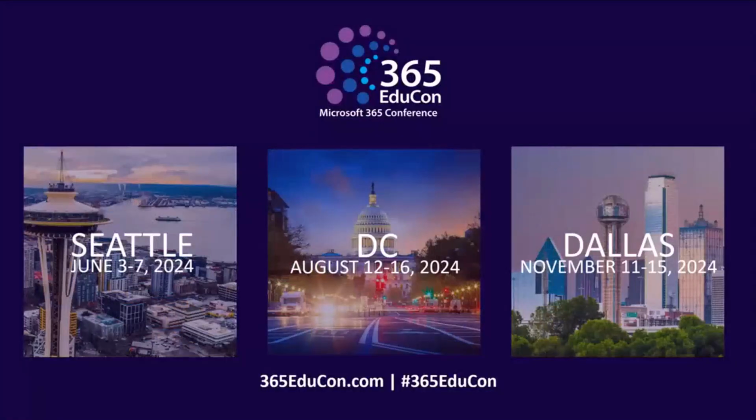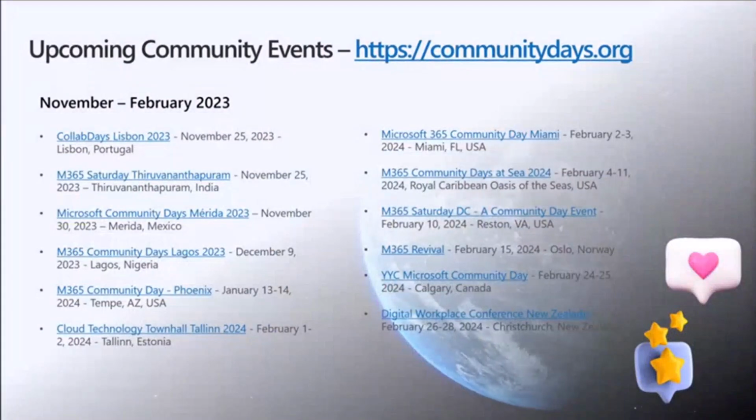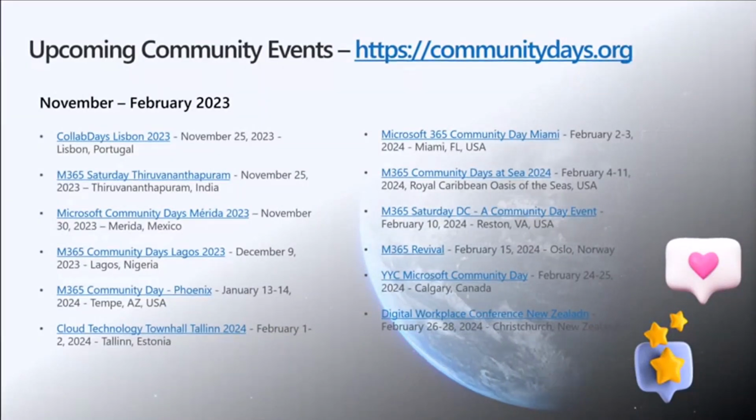Now, there are also the 365 EduCon conferences coming up in 2024, in Seattle, DC, and Dallas. If you cannot travel across the pond for the European SharePoint Conference or Seattle, hopefully these dates are more suitable. And then there are a lot of events happening throughout the world. If you go to communitydays.org, you can see a lot of individual events you can attend. Some of these are free, some might have a small cost, some are virtual, and many of them are nowadays in person. So please do check them out. If you find an event happening close to you, drop by. Meet people, have a discussion, learn, and share what you learned around Microsoft 365 and Power Platform.